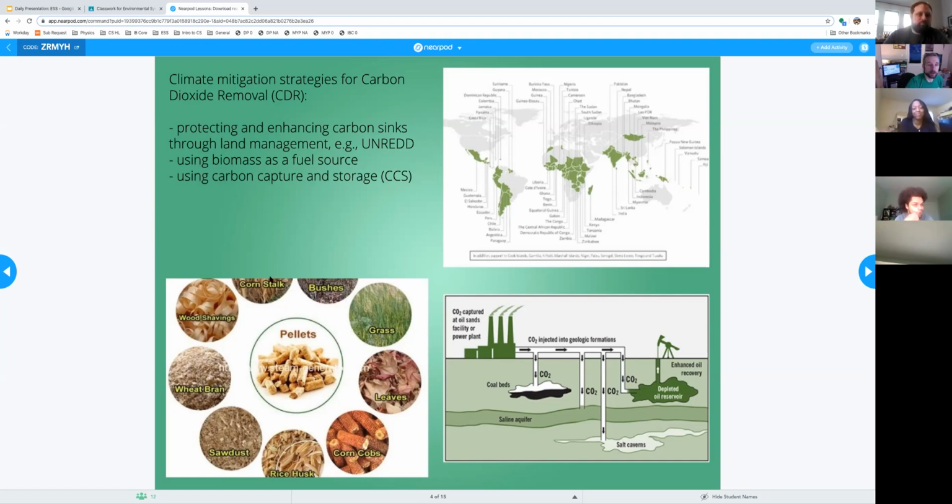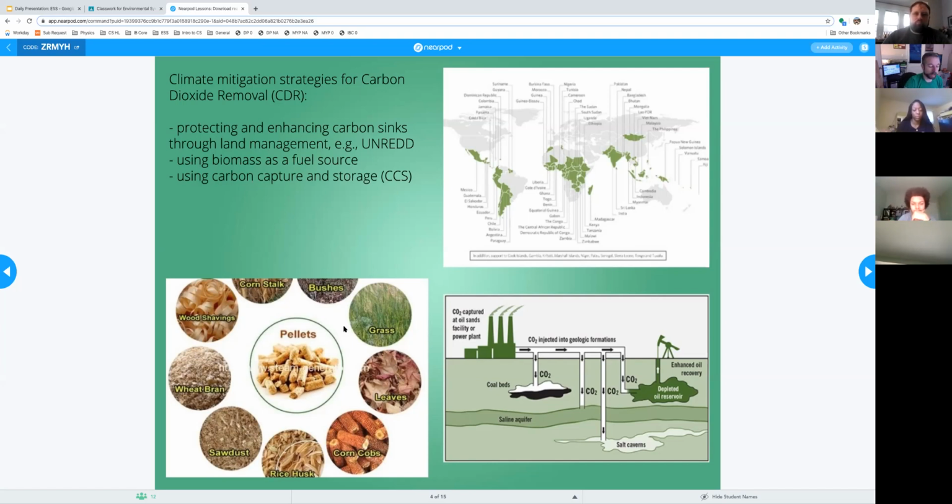Using biomass as a fuel source is a great way for carbon dioxide removal to happen, because all of these things grow and they use carbon dioxide when they grow. And when we use them as a fuel source, sometimes we can control where that carbon dioxide ends up. All of these various organic sources are often combined to make wood pellets or biofuel pellets, and those biofuel pellets can be burned in special furnaces, especially if you attach a carbon dioxide scrubber to them.